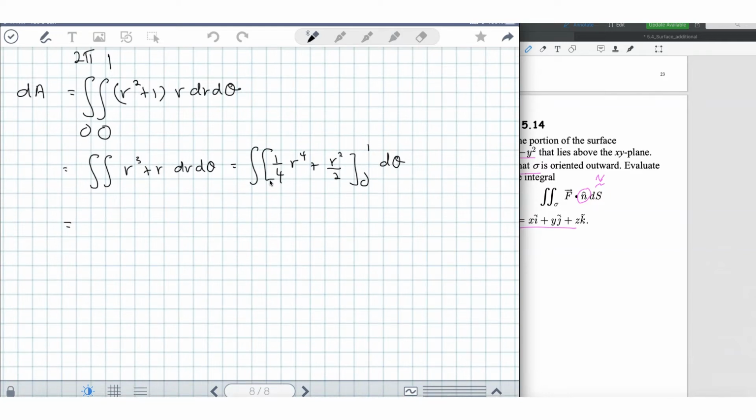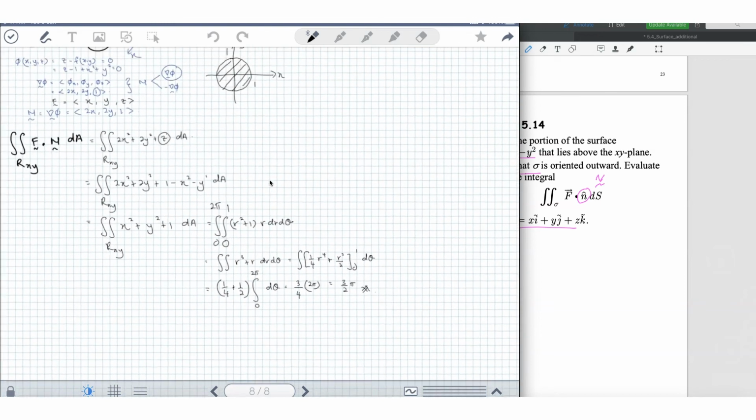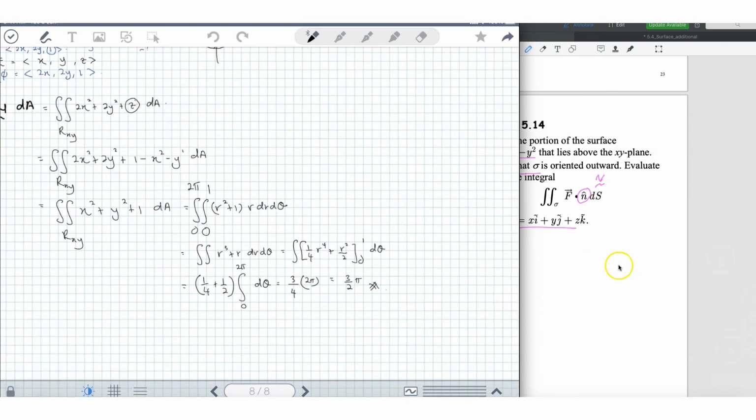So we simplify that. You got the 1 over 4 plus 1 over 2 d theta 0 to 2 pi, and 3 over 4 times 2 pi. So 3 over 2 pi. So this is the answer for this particular example.